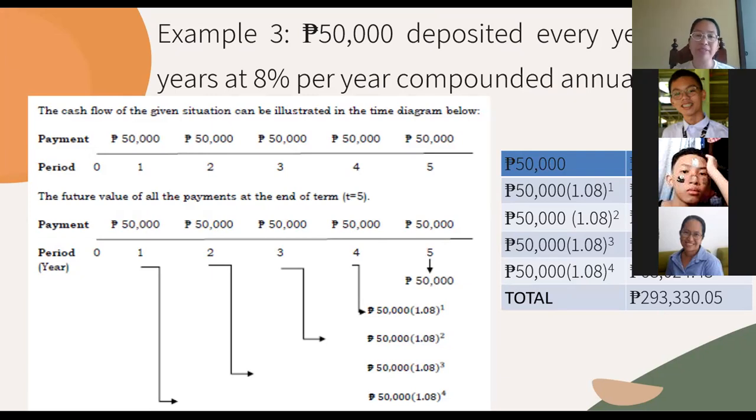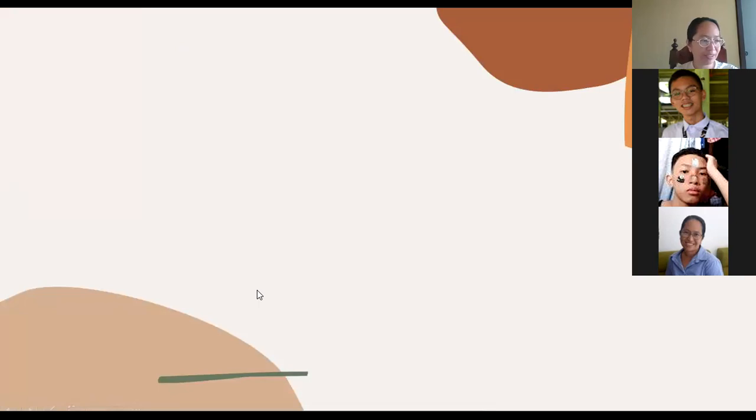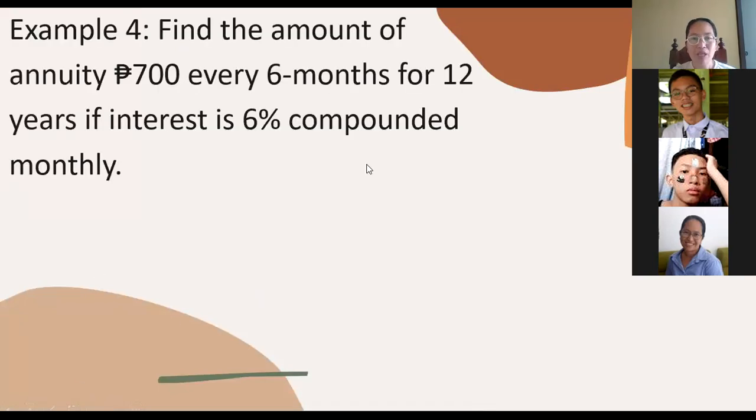A problem that is illustrated using the diagram for the ordinary annuity and then finding the future values. Ano po? By using the diagram. Okay? So I'll just continue with the next slide. Okay? How about for this example? Find the amount of annuity, 700 pesos every 6 months for 12 years if interest is 6% compounded monthly.